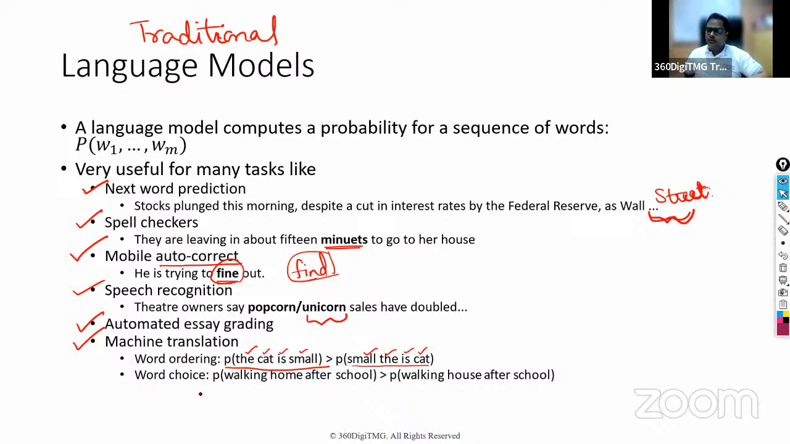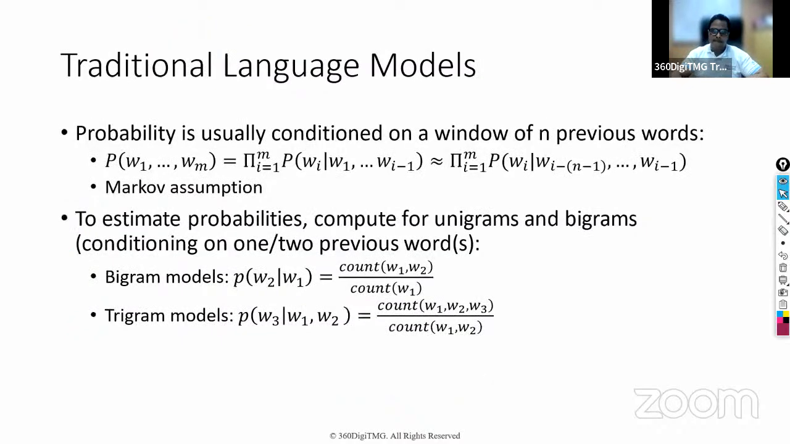Then you have word choice. In word choice, you have this: the probability of the words "walking home after school" appearing in this sequence will be higher as opposed to using "house." The choice of the word "home" has more probability as opposed to having the word "house." Okay, next.